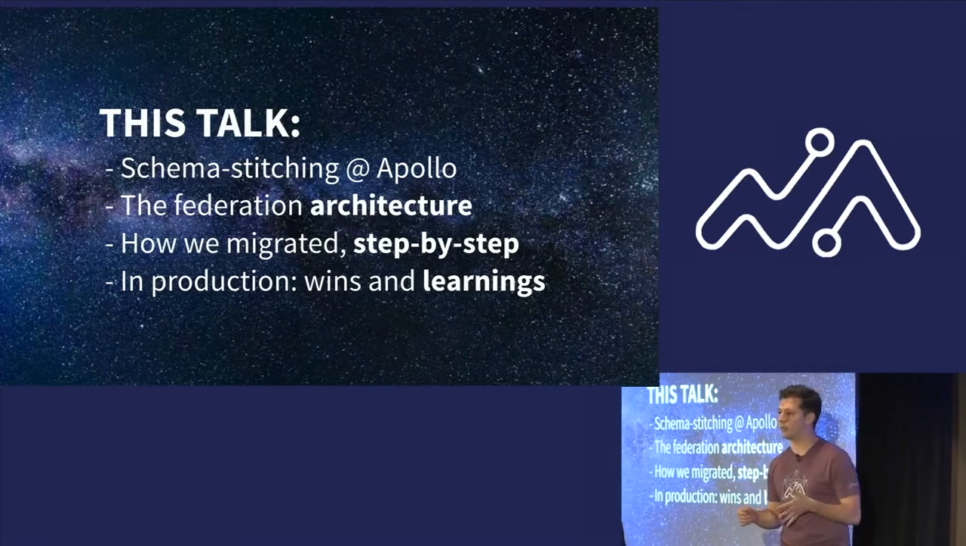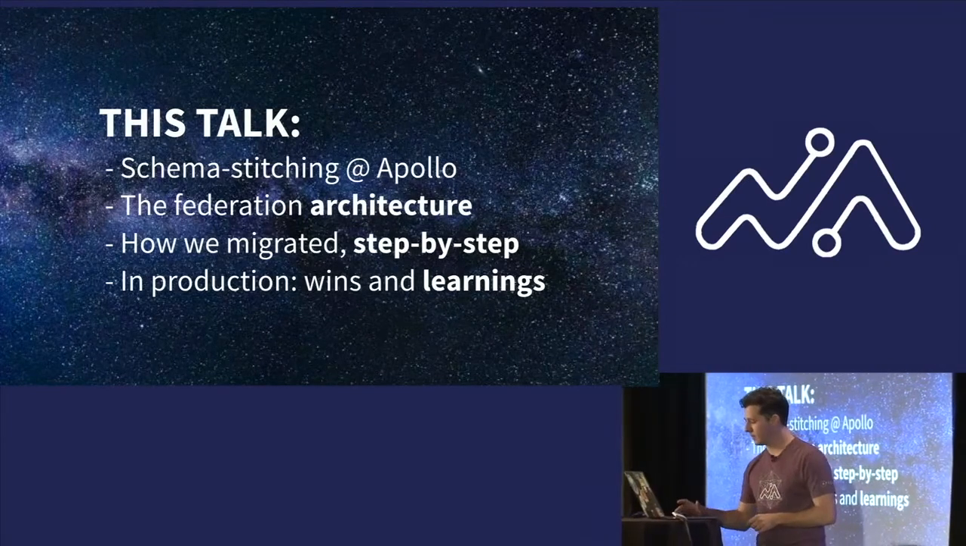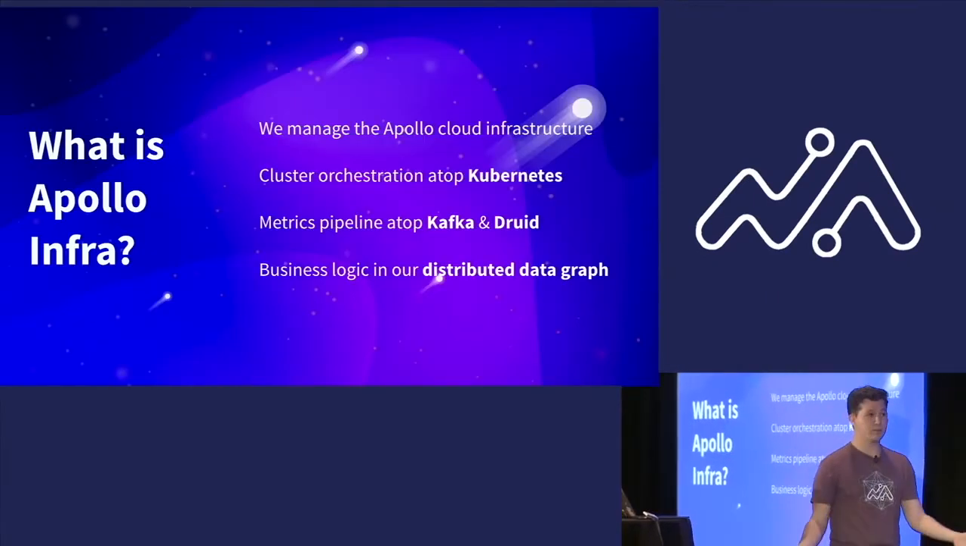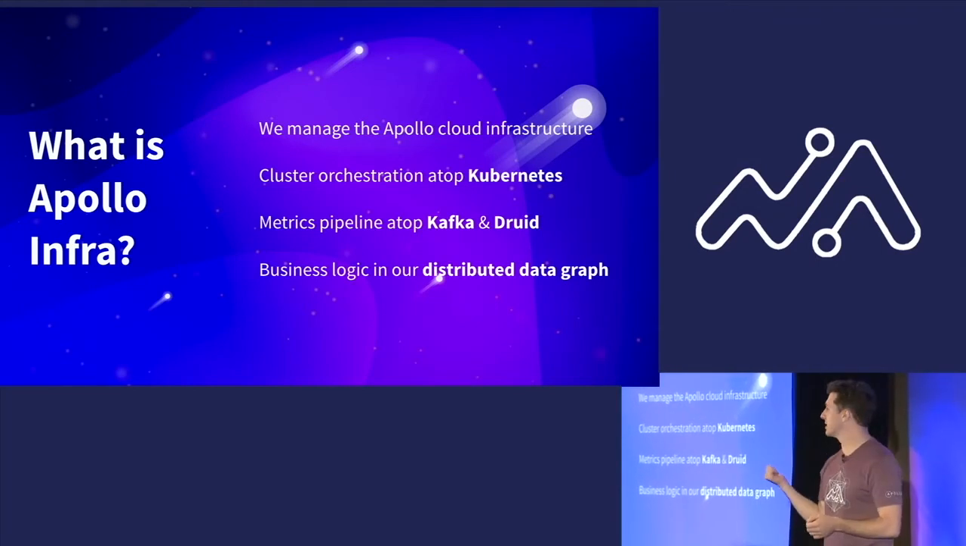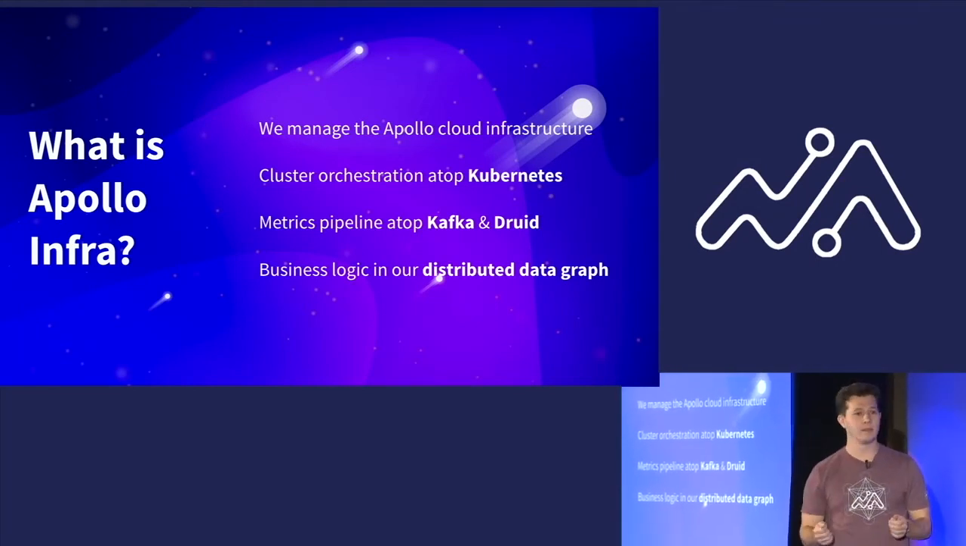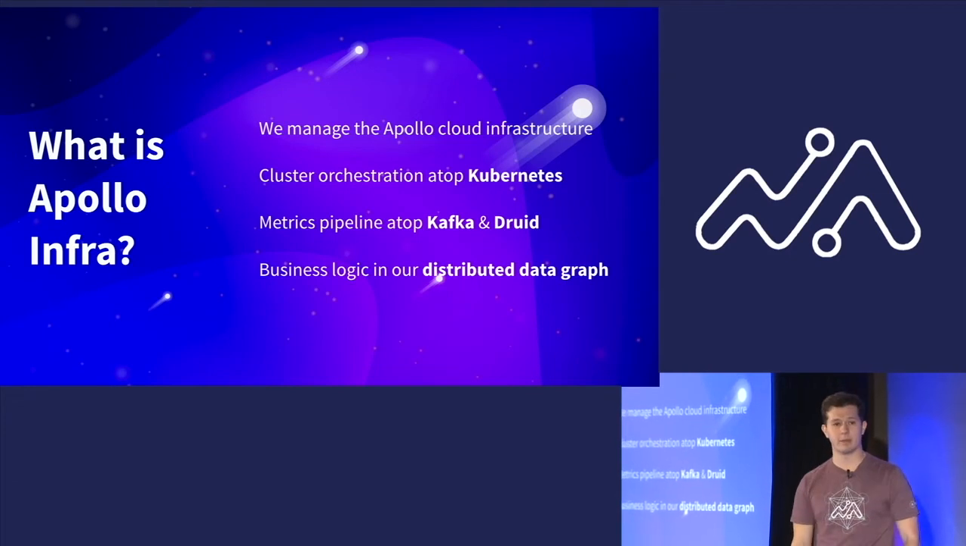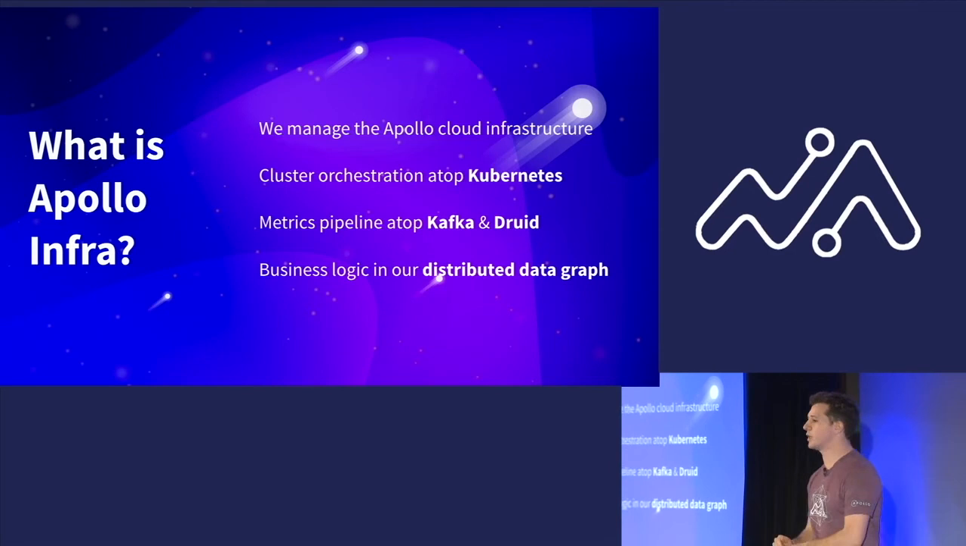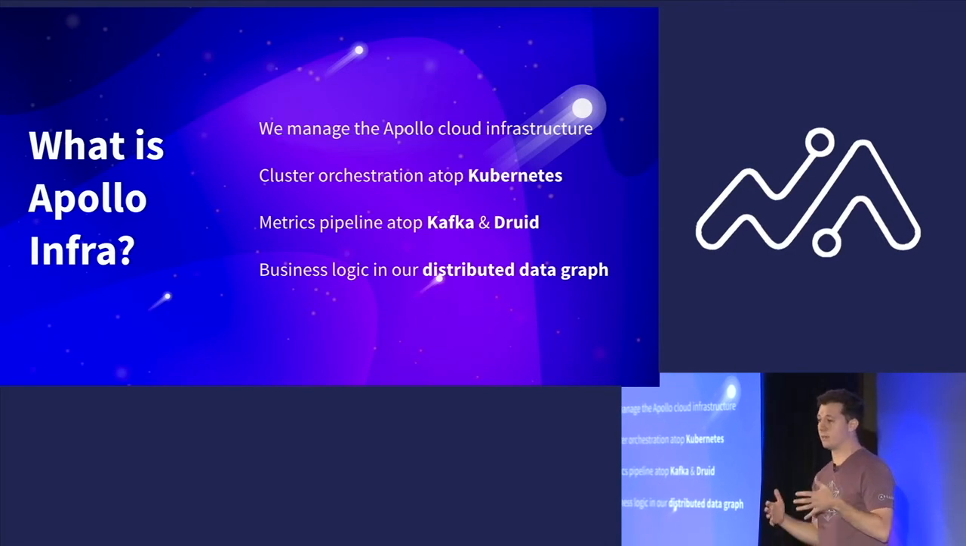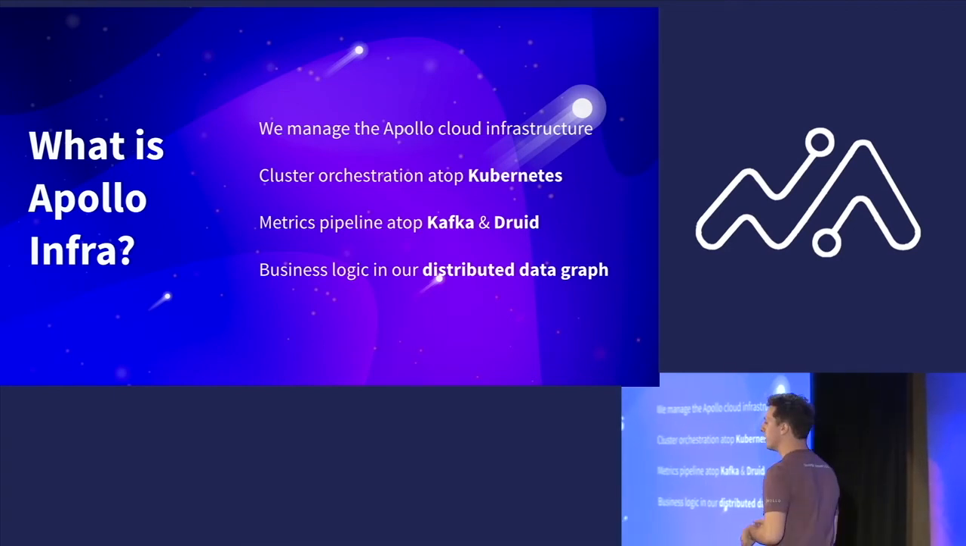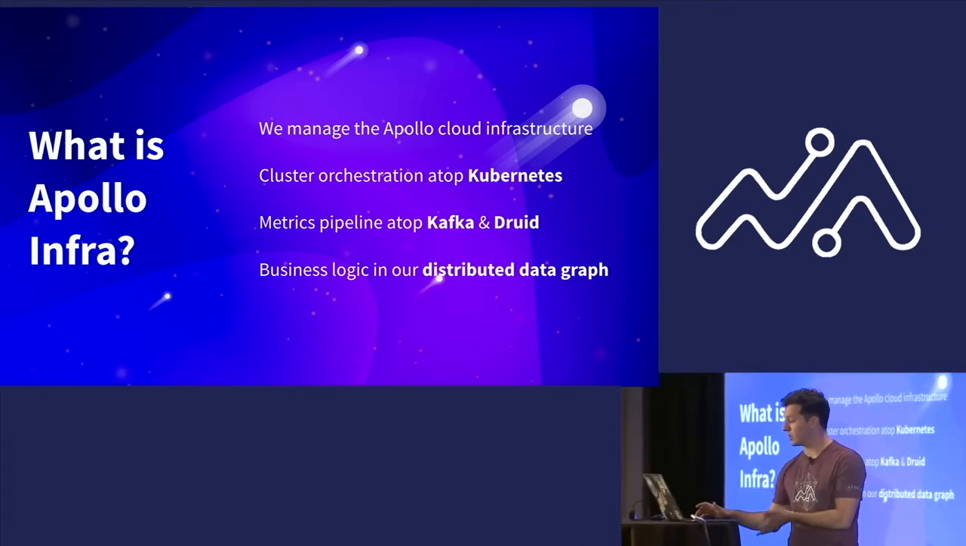And finally, I want to finish up with some learnings that we had from running in production for the past few months. So I should probably start by introducing myself, though Jesse did a little bit of that for me already. My name is Adam. I lead the infrastructure team at Apollo. And Apollo's infrastructure is all of the cloud APIs that support our own graph manager. This is everything from cluster orchestration to our metrics pipeline. And specifically, all of this supports our own distributed data graph, built at this point with stitching.